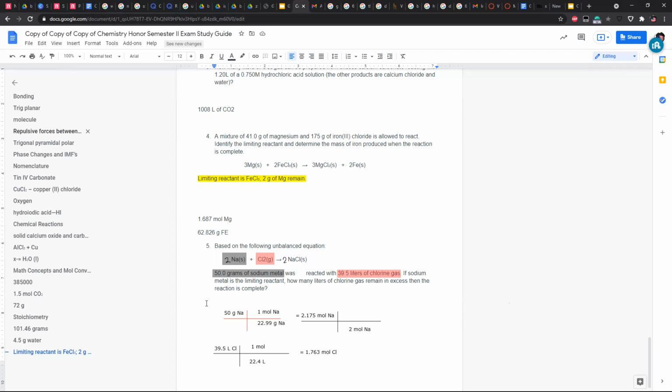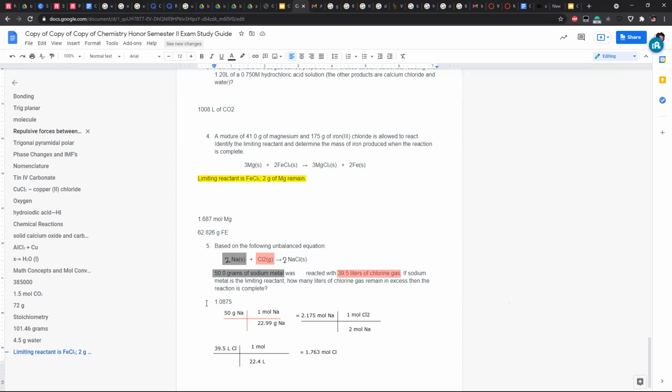So then moles cancels with moles. We're going to take the number of moles of sodium and then just divide that by 2 to get our result. We're going to do 2.175 divided by 2. We get 1.0875. We're not quite finished yet, though. That's just the number of moles of chlorine we have.